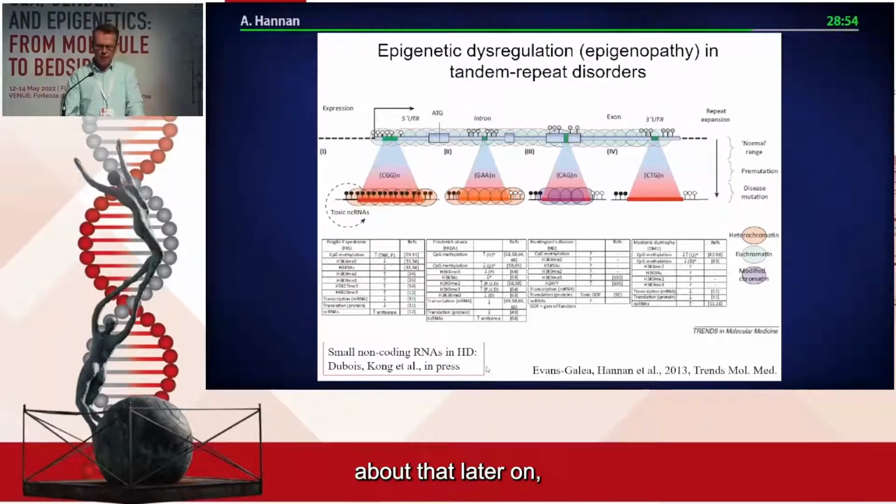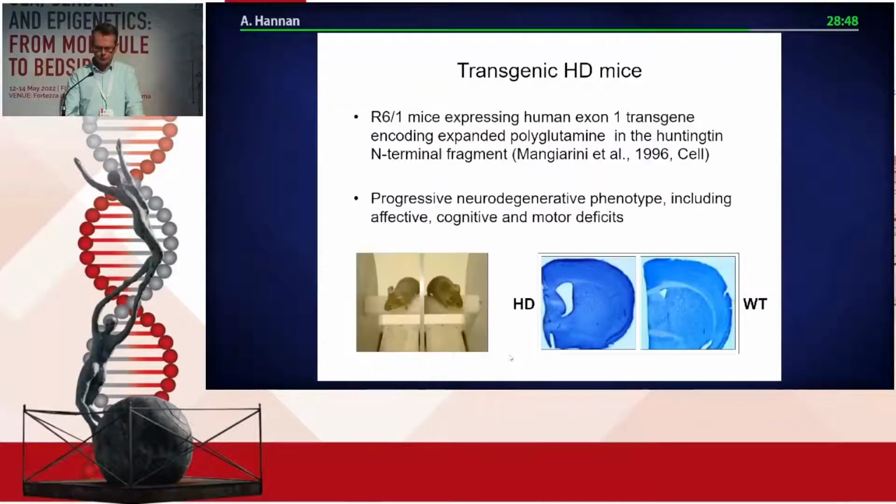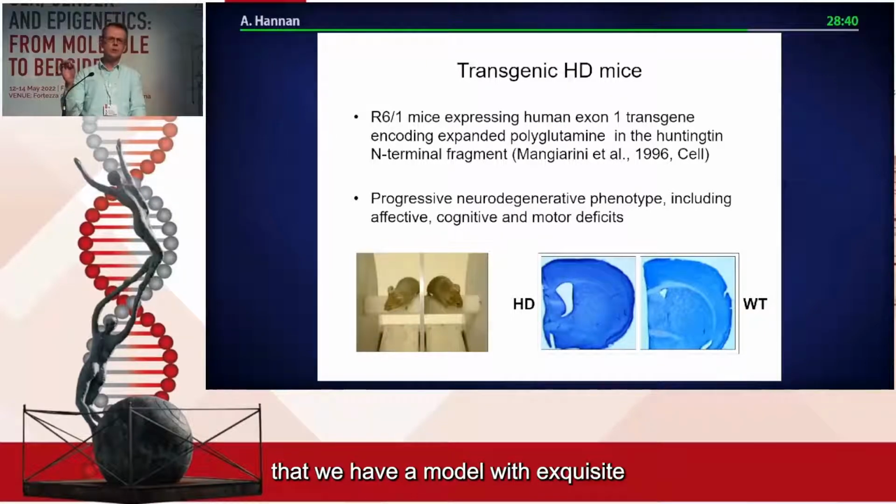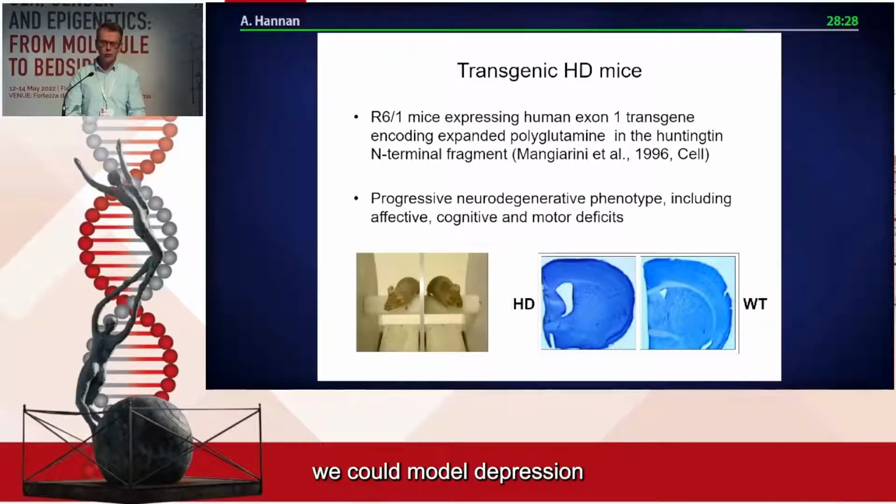I'll talk a little bit about that later on, but not in the context of Huntington's pathogenesis specifically. So here's our model. We have the advantage with this kind of autosomal dominant disorder that we have a model with exquisite construct validity, with very clear face validity, which we've now demonstrated over 2 decades. And in some of the features, like we showed we could model depression in an animal model of HD.